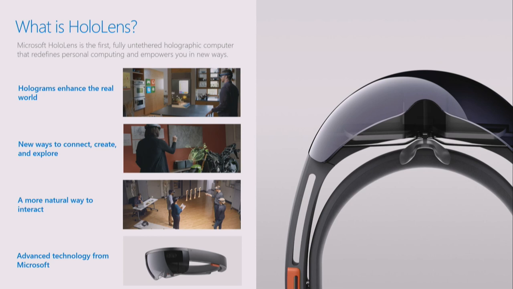So HoloLens has, as we define it, we kind of talk about the value props of HoloLens and why you would develop for HoloLens. So holograms can be used to enhance the real world. You've probably seen a little bit of this, where holograms can be placed in your environment as objects that you can walk around.